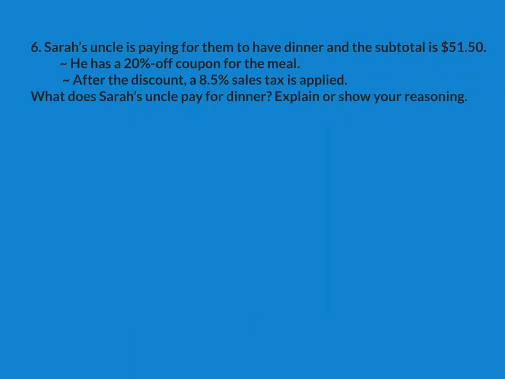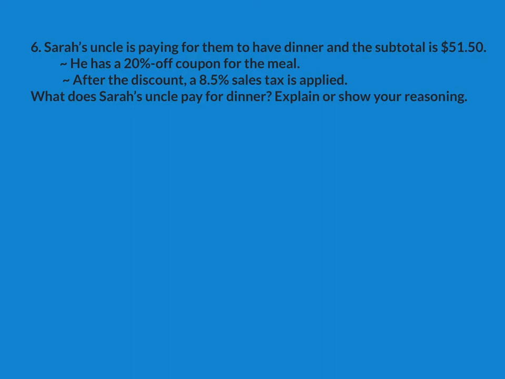Our next problem. Sarah's uncle is paying for them to have dinner. The subtotal is $51.50. He has a 20% off coupon for the meal. And then after that discount, an 8.5% sales tax is applied. What does he pay for the dinner?